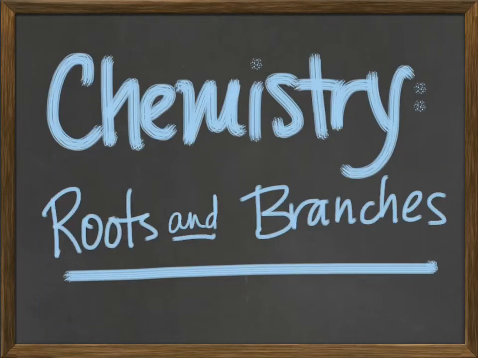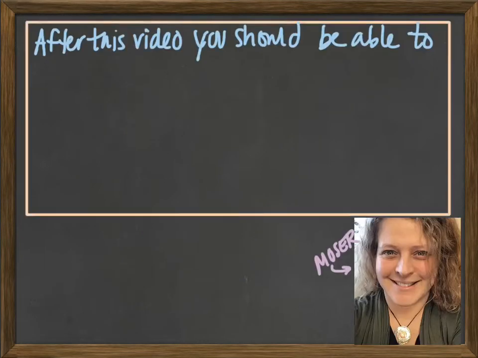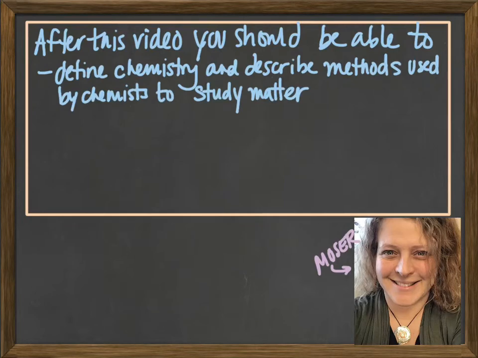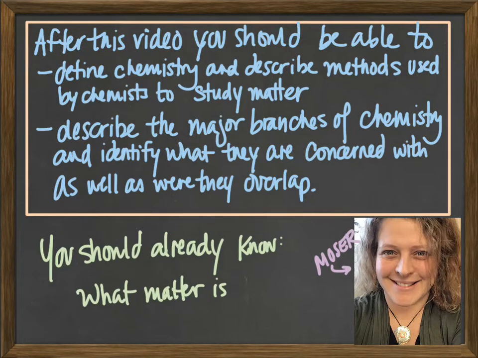Chemistry, its roots and its branches. It's me, Moser, and after this video, you should be able to define chemistry as well as describe some of the methods that are used by chemists to study matter. You should also be able to describe the major branches of chemistry and identify what they're concerned with, as well as where there are some overlaps. You already need to know, well, you know this, what matter is.